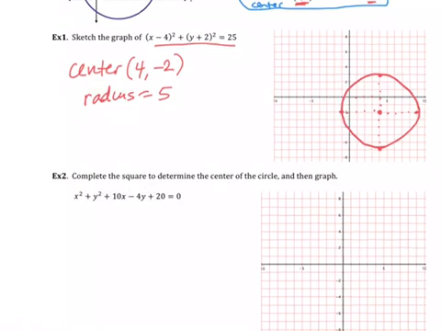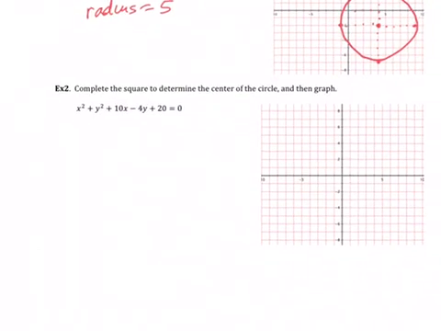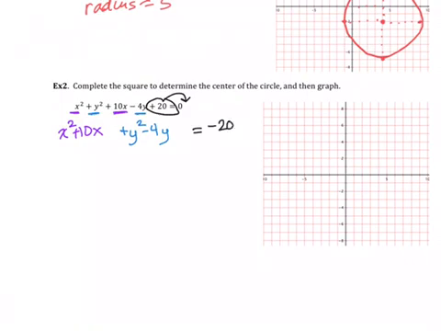Of course, we're not going to just give you one in that simple a form. We potentially might ask you to complete the square. So look at example 2 where we're going to ask you to complete the square. We're going to group our x's together, so we have our x squared plus 10x. Group your y's together, so our y squared minus 4y. I'm going to move my constant term to the opposite side, so I'm going to make that negative 20.